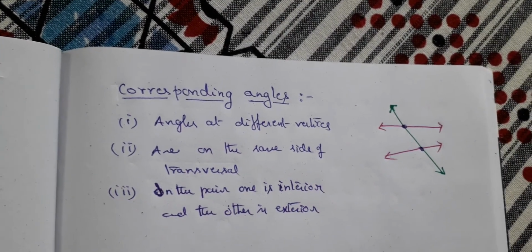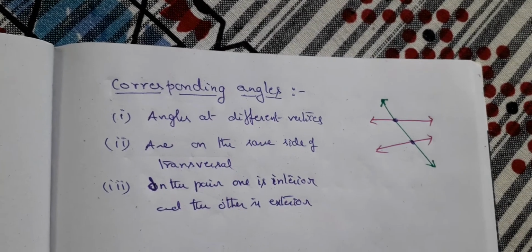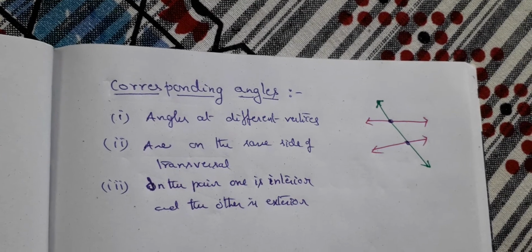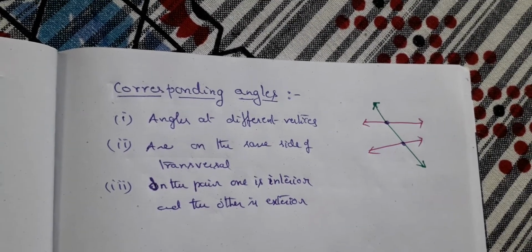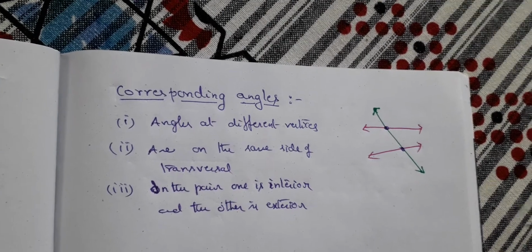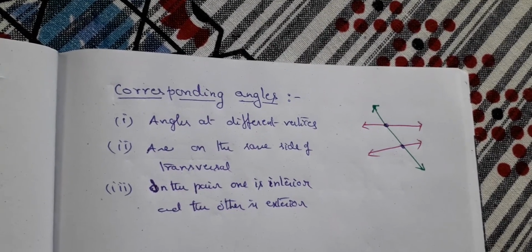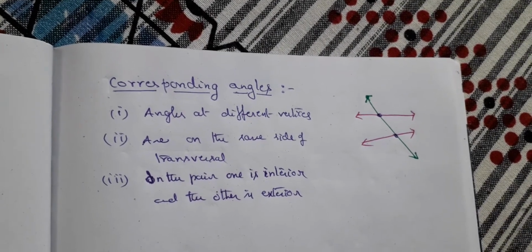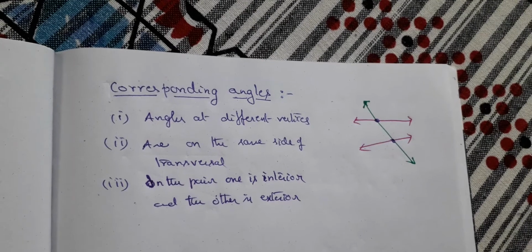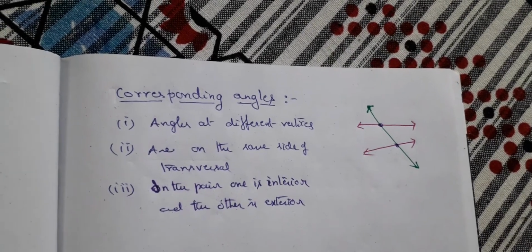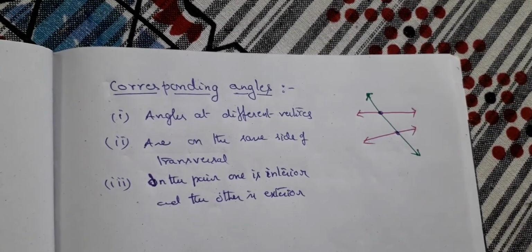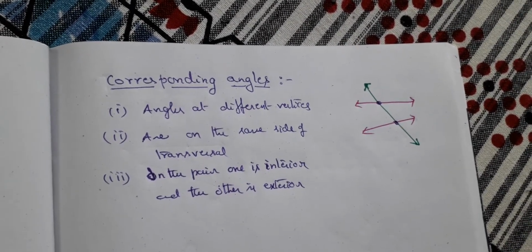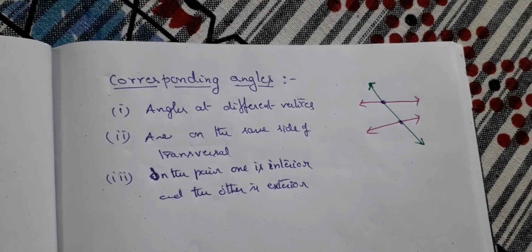Now next, corresponding angles. Let us see the properties. Angles at different vertices. First condition is the same, as even in alternate angles we have seen. Or on the same side of the transversal, it is exactly opposite to the alternate angles. Alternate angles should be on either side of the transversal. Here in corresponding angles, both the angles should be on the same side of the transversal. Now, in the pair, one is interior and the other is exterior.